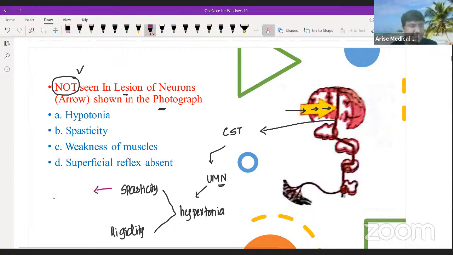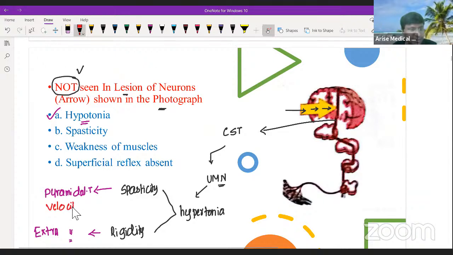You will see spasticity in pyramidal tract lesions, and rigidity is seen in extrapyramidal tract lesions. Now, when there is involvement of the upper motor neuron, you will not have hypotonia. The other important difference: spasticity is pyramidal tract involvement, rigidity is extrapyramidal tract involvement. And the other difference is that spasticity is velocity dependent. That means when you increase the velocity of passive movement of the joint, the spasticity increases. Whereas rigidity is velocity independent.